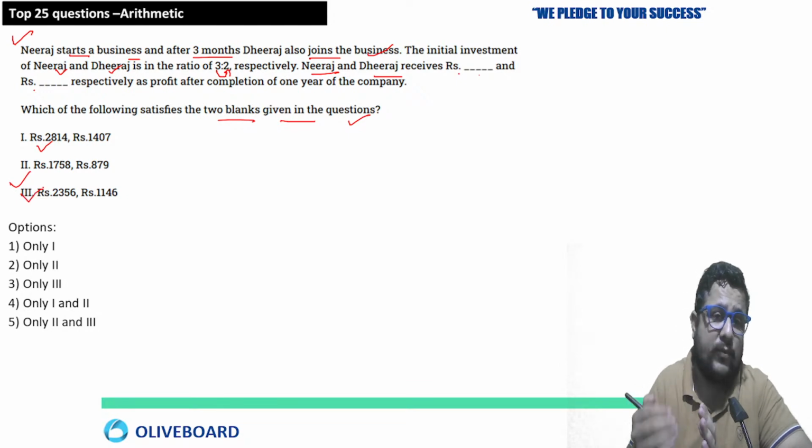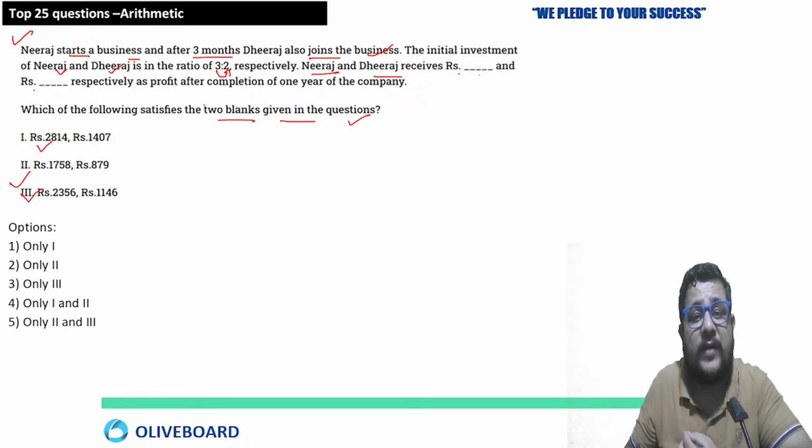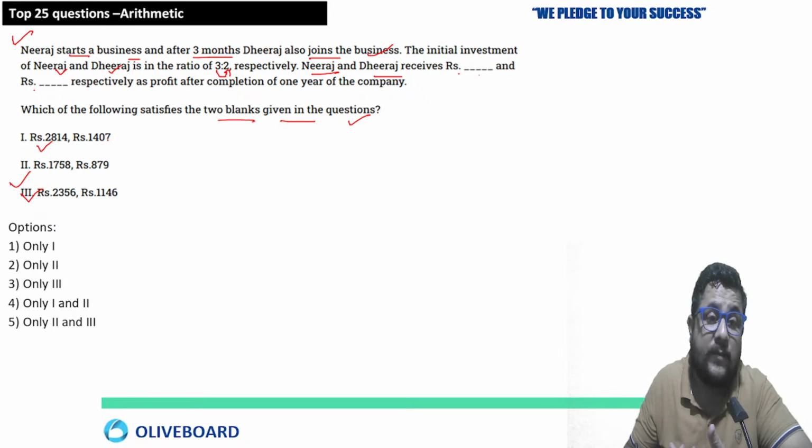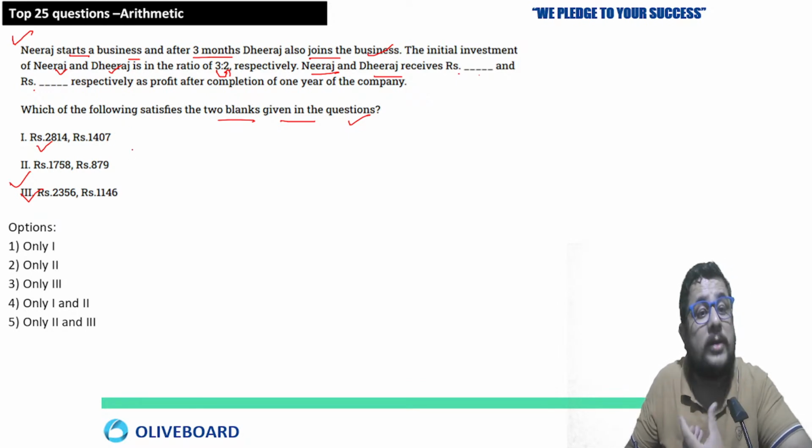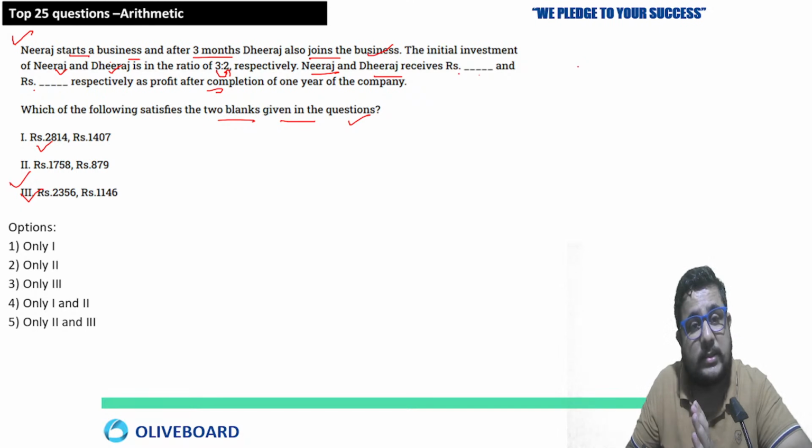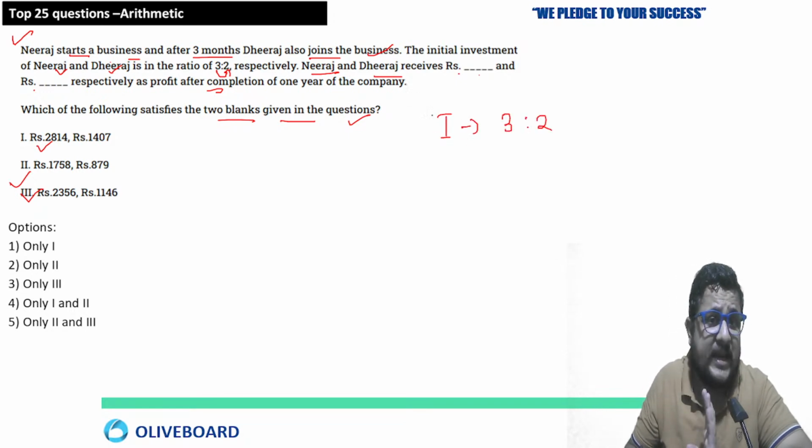In these types of questions, you have to fill out the blanks so that they satisfy what they are saying. There may be more than one value, two values, or all three could be right, but it depends on the condition. This question is based on the partnership chapter, so your partnership concept needs to be good. Neeraj starts a business and after 3 months Dheeraj joins. The initial investment ratio is already given as 3:2. This is the investment ratio. Are you getting my point, everyone? Be active in the chat box.